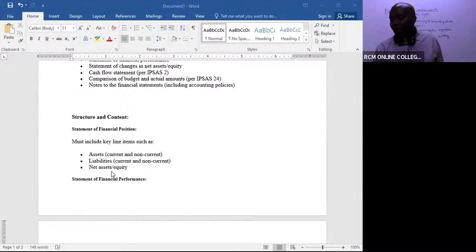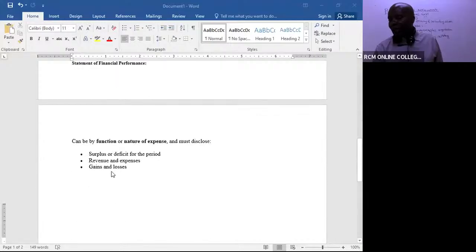And then, ladies and gentlemen, we have statement of financial performance, which can be by function or nature and must disclose. This statement of financial performance, which is the same as an income statement, you must basically give us revenues and expenses, which at the end of the day, when you deduct this, you'll either end up having a surplus or a deficit. Then if, for example, the government sold a few things here and there and they made a gain, this has to be disclosed. If they made a loss, these have to be disclosed.